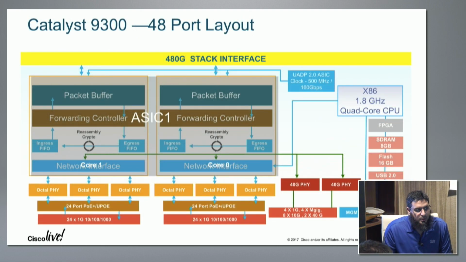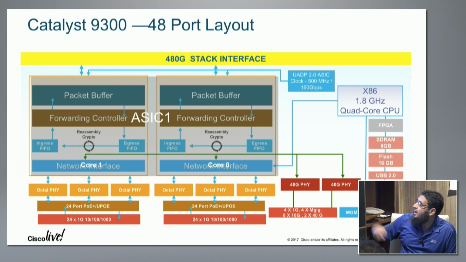Okay, so this is a quick layout of the Catalyst 9300. This is a 48-port layout. It comes with just 1 ASIC with 2 cores. All of the ports get connected to the single ASIC on the ASIC interfaces. Here we have the PHYs that take all the traffic, the octa-PHYs, and then we have the PoE controllers, and then the ports that we have.